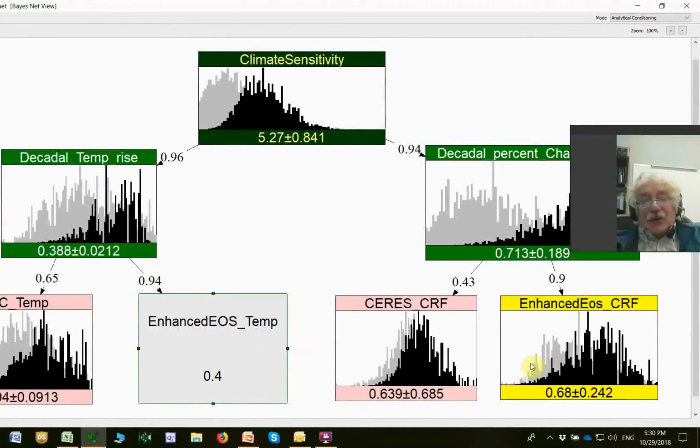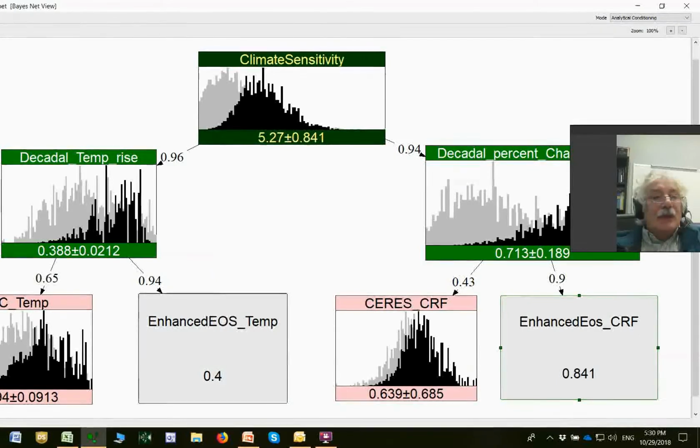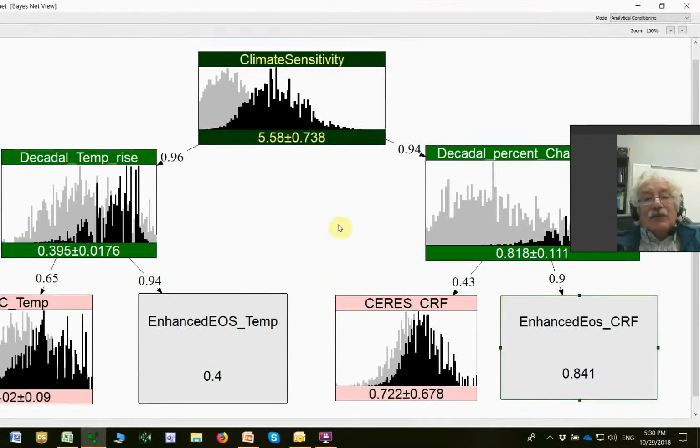Great. So now these two teams get together and they say, well, we got the same value, so let's combine our measurements, and that will reduce our uncertainty from 0.841 to something lower. So we're going to do that. We're going to conditionalize now here on 0.841. We combine and we propagate both pieces of information through this network. And what do we find? Yes, the standard deviation went down to 0.738, but the mean value went up.